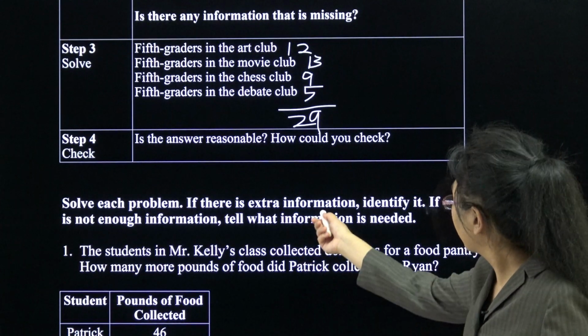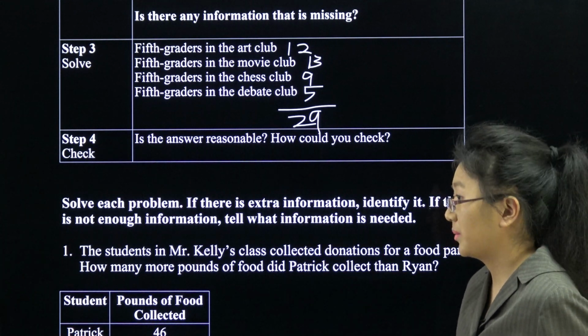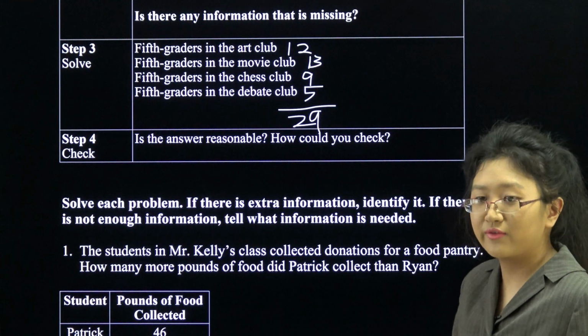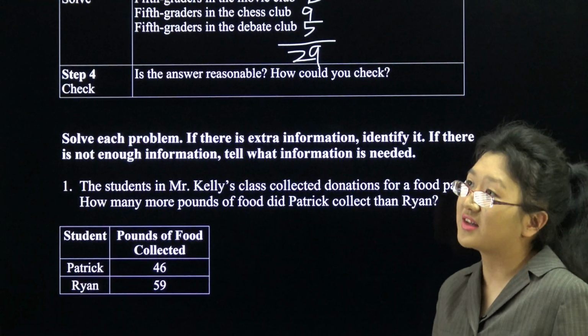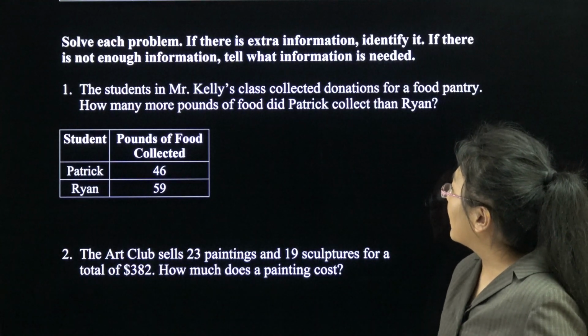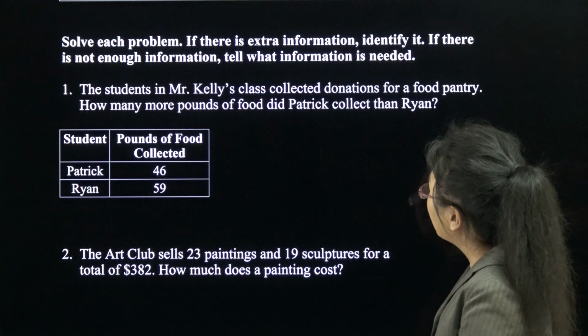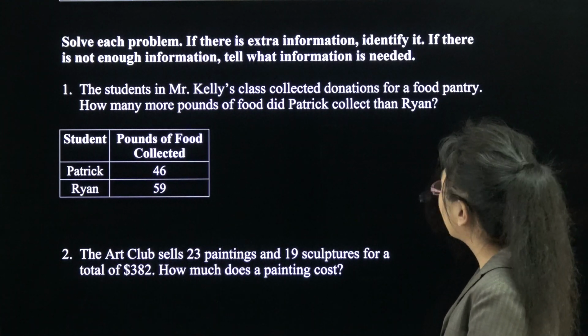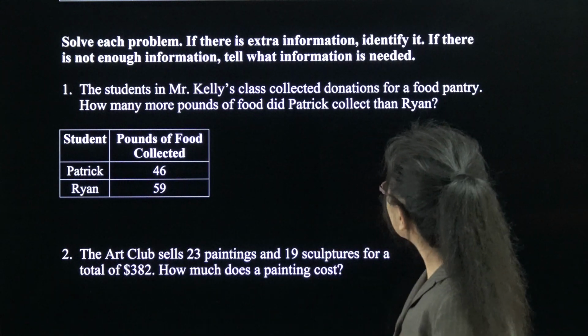Now, we're gonna do these practice problems. Solve each problem. If there's extra information, identify it. If there's not enough information, tell what information is needed. The students in Mr. Kelly's class collected donations for a food pantry. How many more pounds of food did Patrick collect than Ryan? Patrick, Ryan, pounds of food collected.